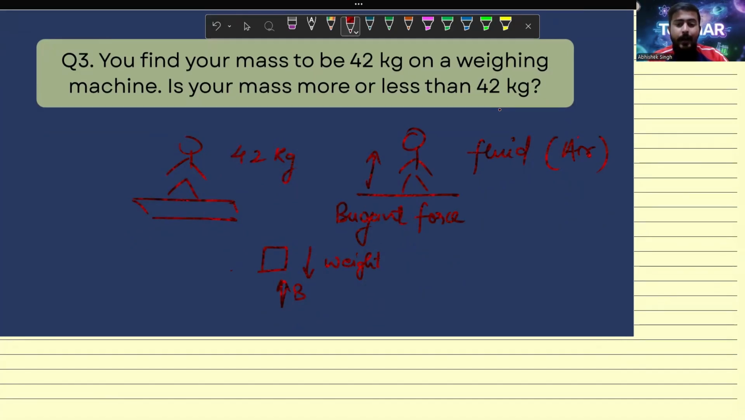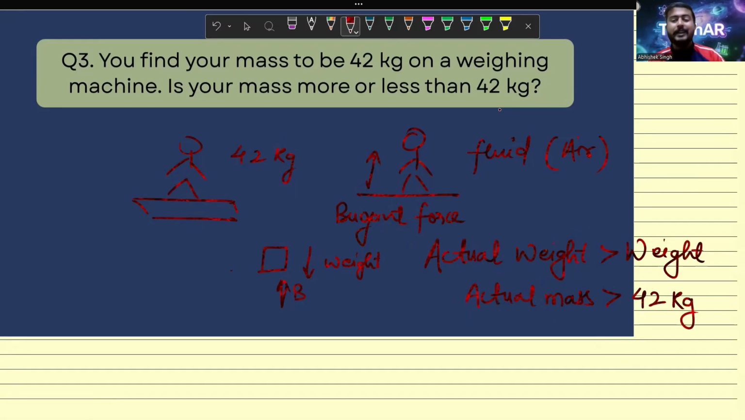That means your actual weight is greater than the weight measured on the machine. Why? Because the weight measured on the machine also includes the opposite buoyant force due to air. Okay. So your actual mass is also greater than the mass that you measure. So actual mass of that object would be greater than 42 kg.